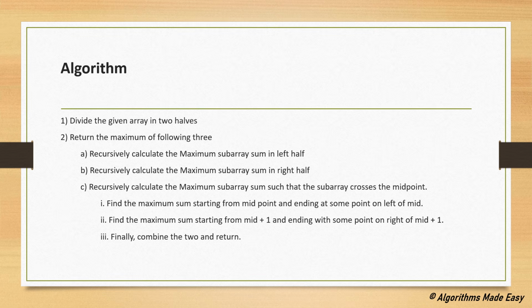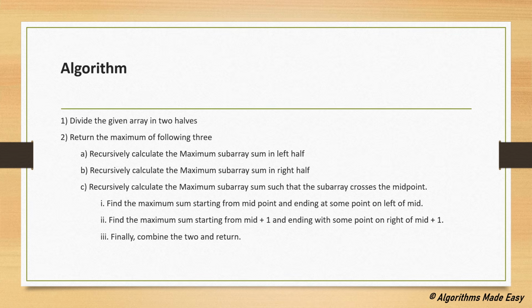For finding the cross sum, we would find the left subsum, which is the maximum sum starting from the midpoint and ending at some point on the left of the mid. Similarly, find the right subsum, which is the maximum sum starting from mid plus 1 and ending with some point on the right of mid plus 1. The final cross sum is the addition of the two.